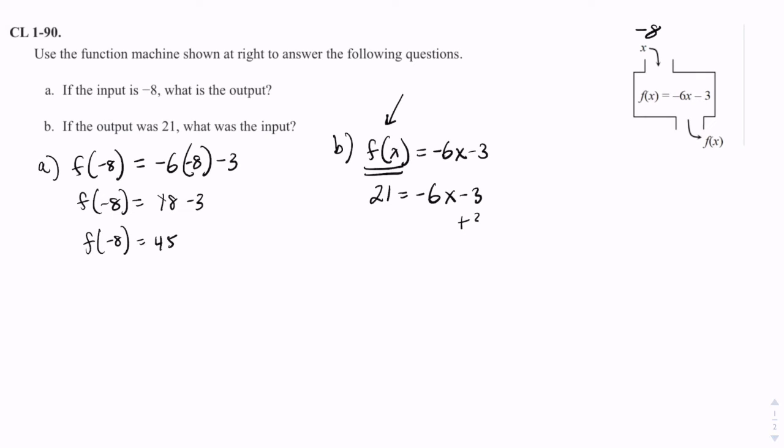So to do that, I'll add 3 to both sides. 24 equals -6x, and I'll divide by -6 on both sides. Positive divided by negative is negative. This cancels, and I get x equals -4.